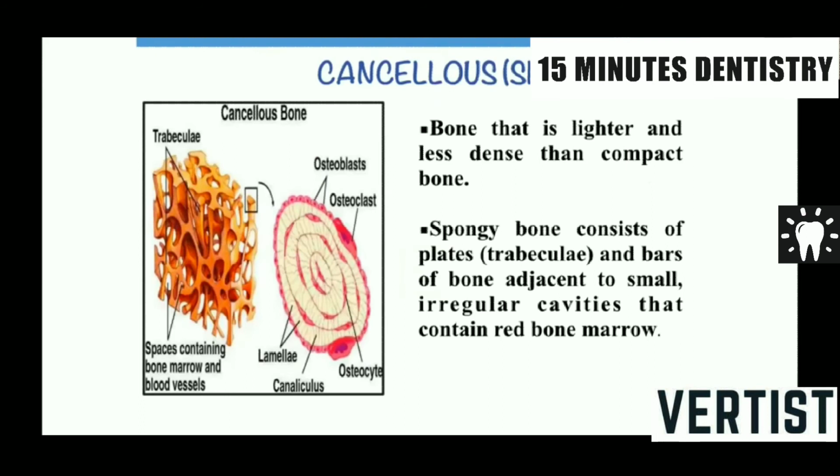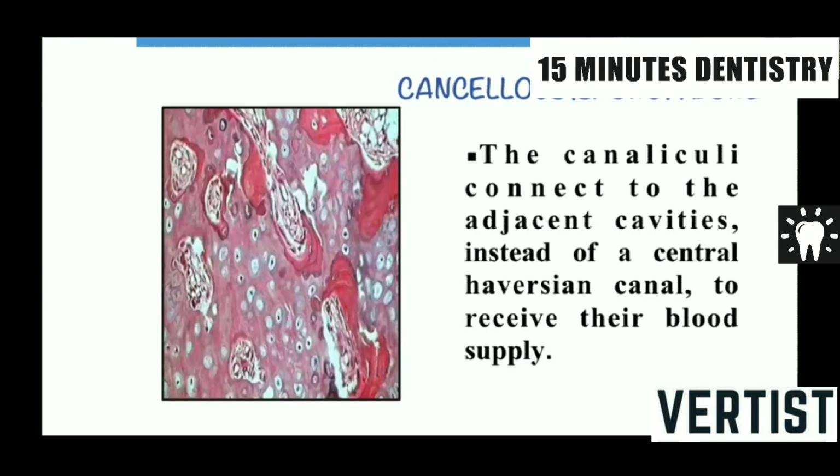The other is cancellous bone. Now cancellous bone, as you know, is spongy bone. All of us know a sponge. Cancellous bone is lighter and less dense than the compact bone. It consists of trabecular bone, which has irregular cavities, and it consists of the red bone marrow.